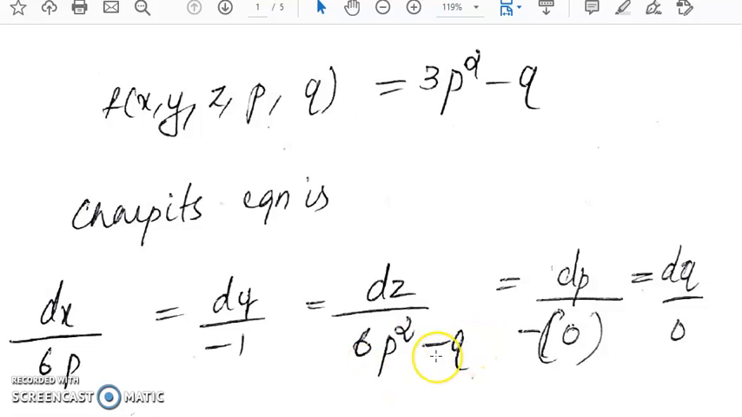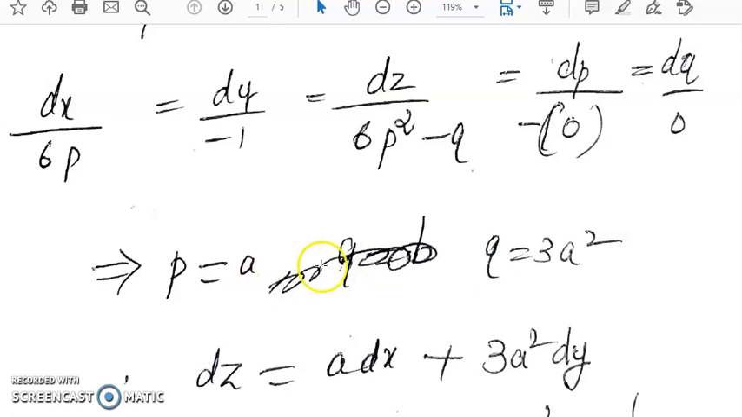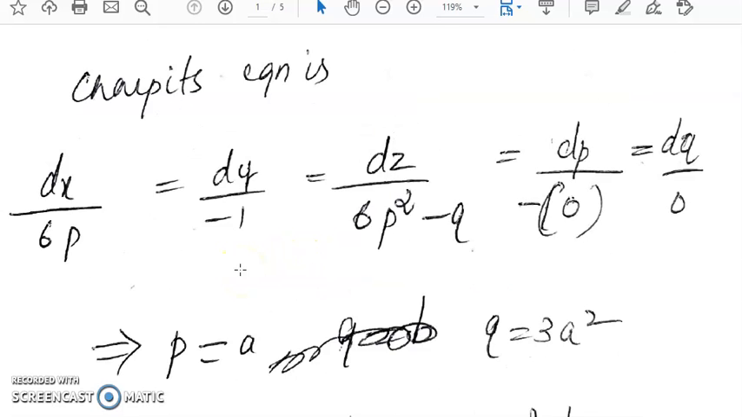then pfp plus qfq is 6p square minus q, and fx and fz are 0. So here the term becomes 0. Here also fy and fz are going to be 0. So you will get dq by 0. So from here I'll get the solution, so I'll get dp equal to 0. So dp equal to 0, so I'll get p equal to a.